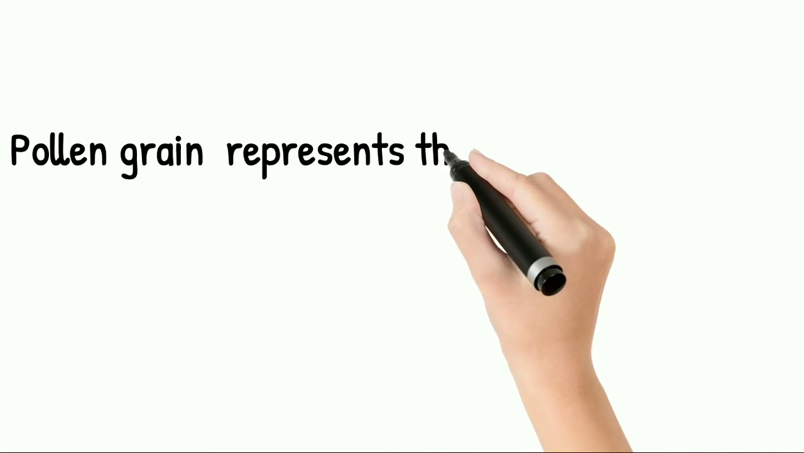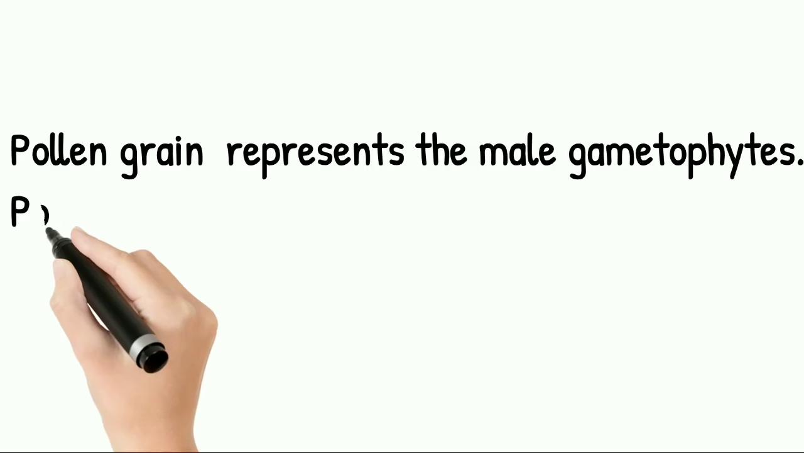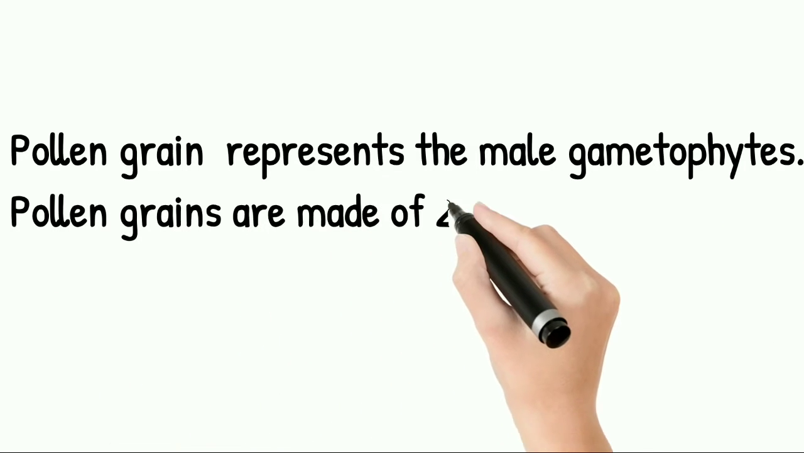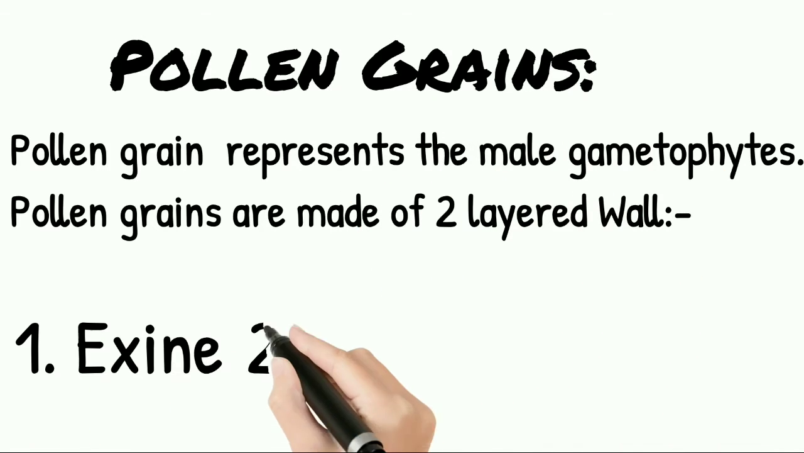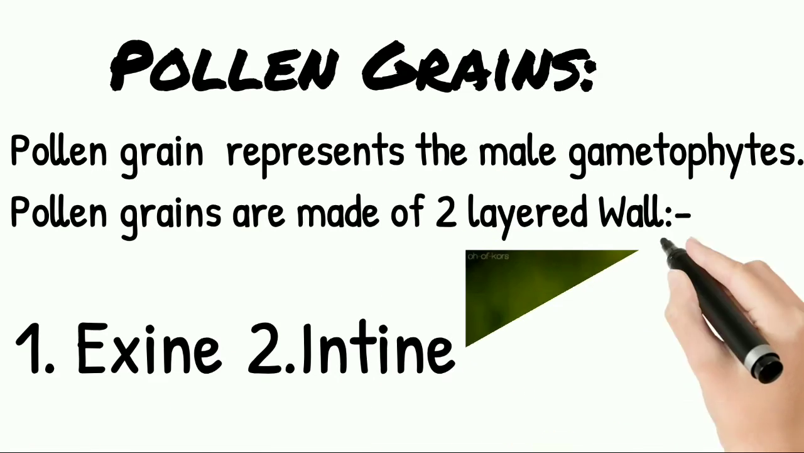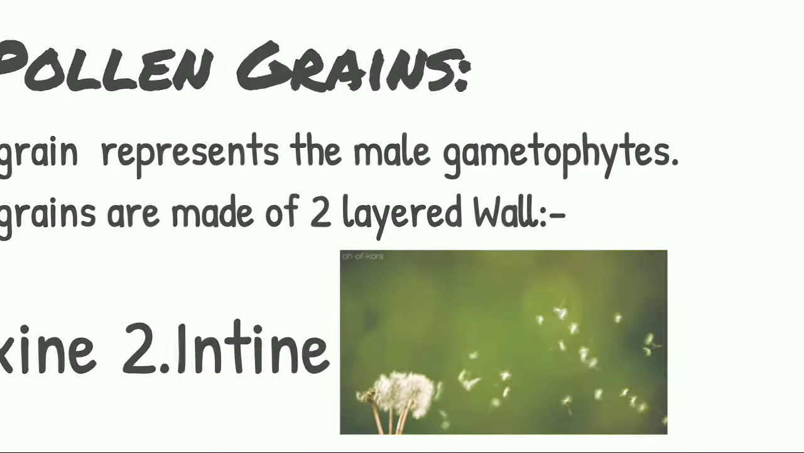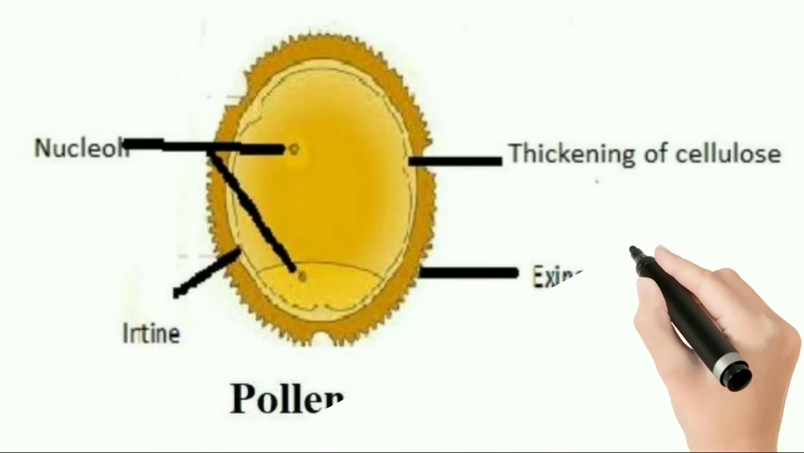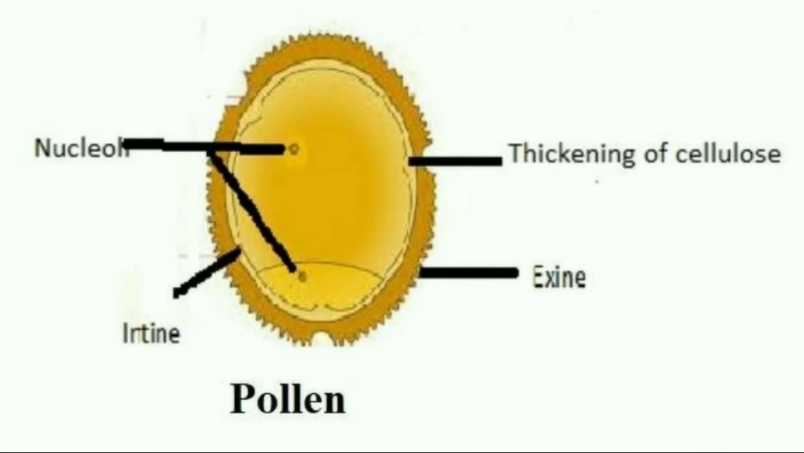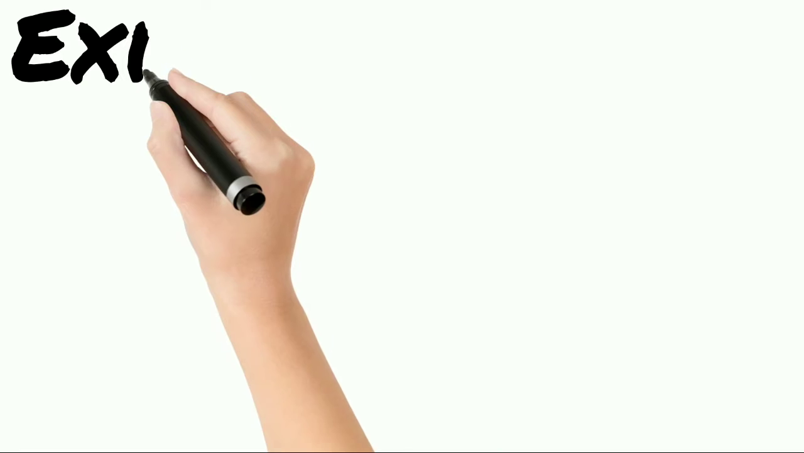So let's get started. Pollen grains represent the male gametophytes. As I said, pollen grains are made of a two-layered wall, which is exine and intine. This is the diagram of a pollen grain in which you can see the exine and intine layers.